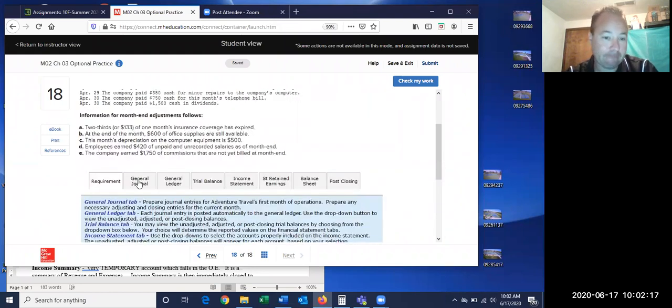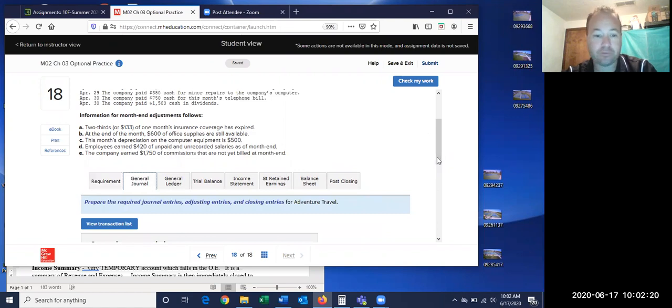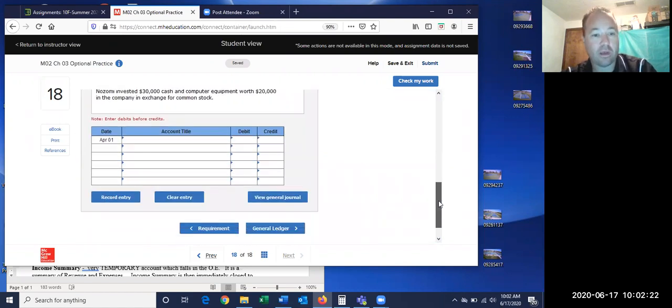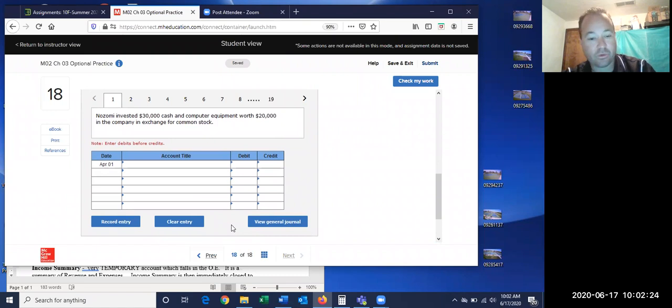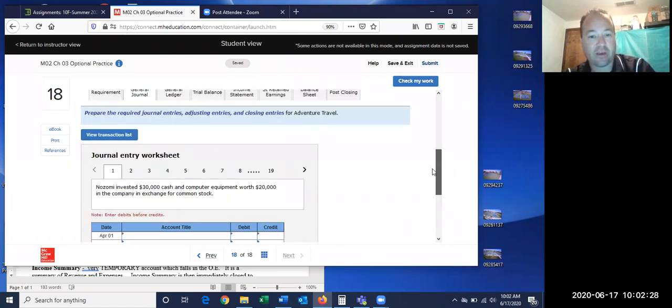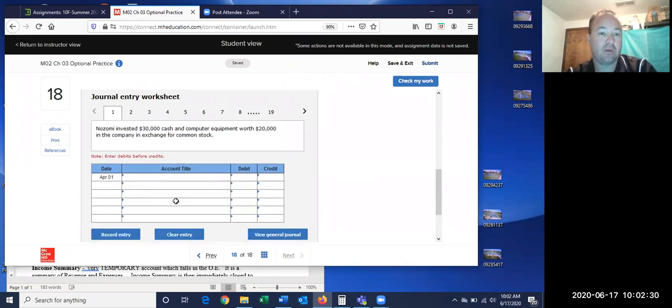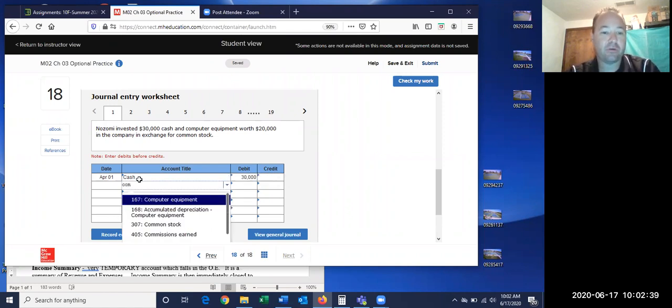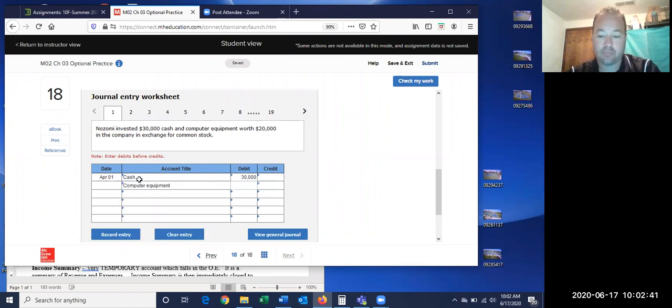Let's get ready to go into our general journal. Number one, and I think as we'll see, I think these go into the T account for us, but if not, that's fine. We can go ahead and put them in. We invested $30,000 cash into the business, and we also invested computer equipment, 20 grand, in exchange for common stock.